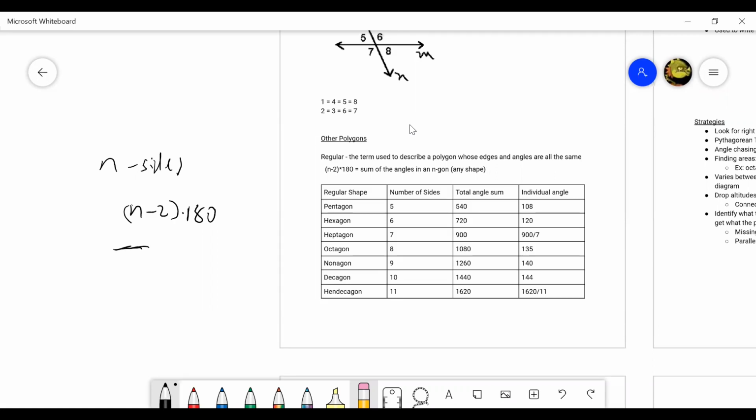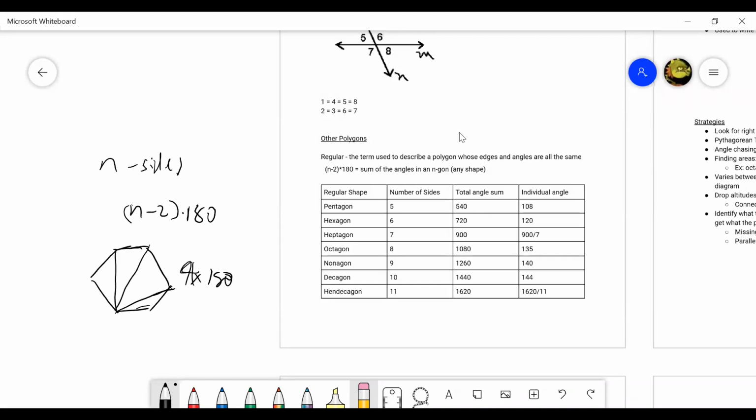Basically, for an n-sided shape, I'll use a hexagon with 6 sides as an example. You can split it up into 4 triangles like this. And we know each triangle has 180 degrees. So you just count the number of triangles in here, and there are 4. So 4 times 180 has to be the sum of all the angles in the hexagon. That's really it. You count how many triangles you can divide the shape up into, multiply by 180, and that's how you find the angle sum.